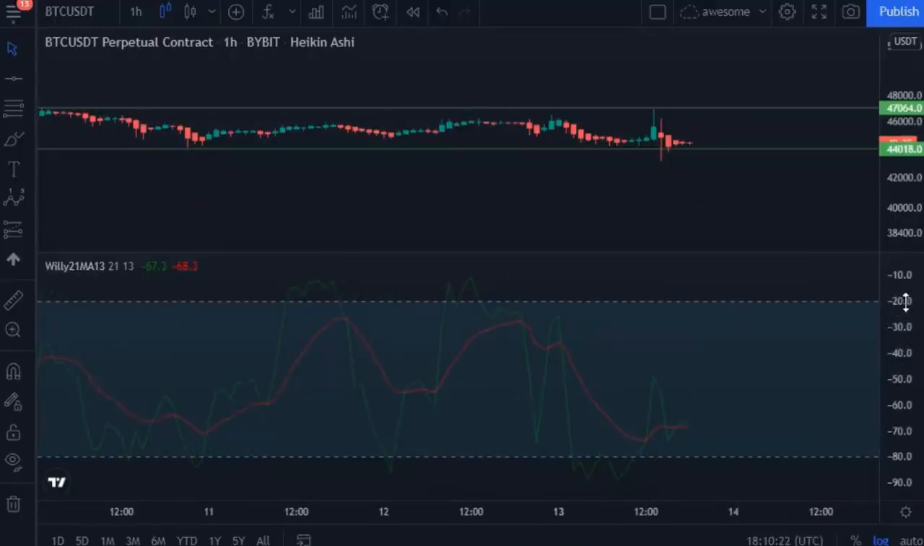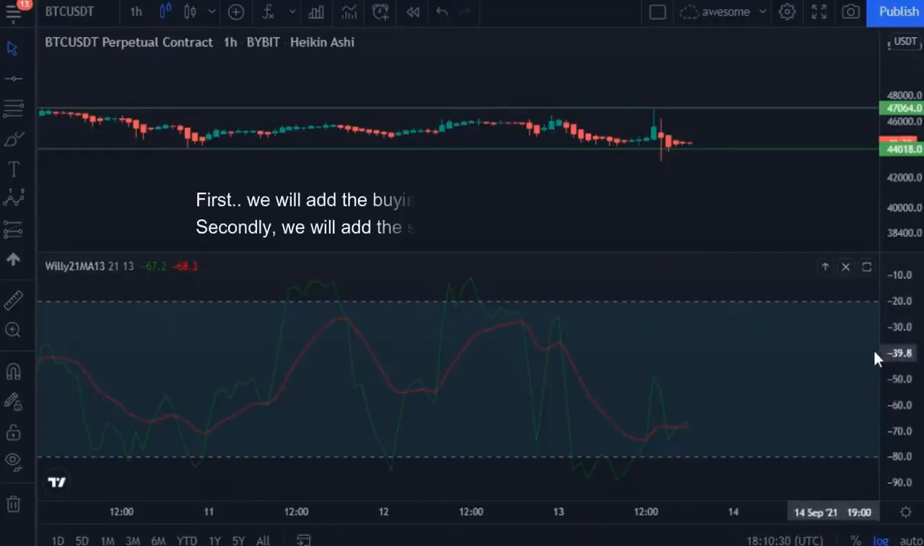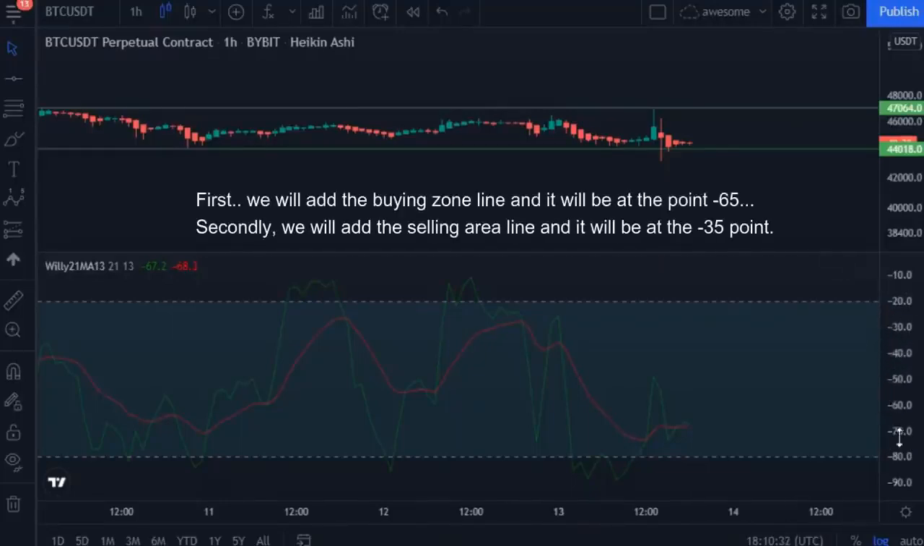The area in which this indicator moves is located between -20 and -80, for this we will add 2 lines between these areas. First, we will add the buying zone line, and it will be at the point -65. Secondly, we will add the selling area line, and it will be at the point -35. Let's apply this.